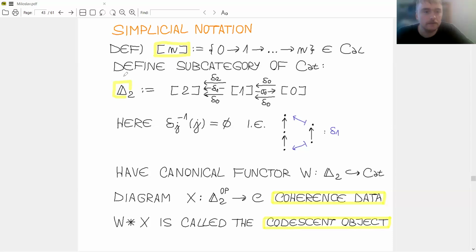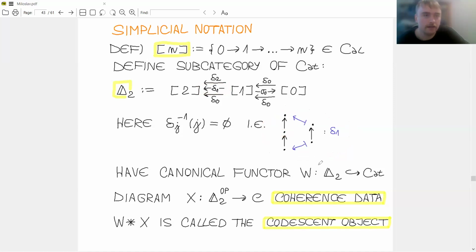And I will also define by delta 2 this truncated simplicial category, where I only consider these three objects. These are the ordinals of sizes 3 to 1. And here I use the simplicial notation where these maps have the defining property that if the bottom index is J, then the fiber over J is empty. So this is an example of this delta 1, which is this one. It omits the middle one. We have a canonical functor.